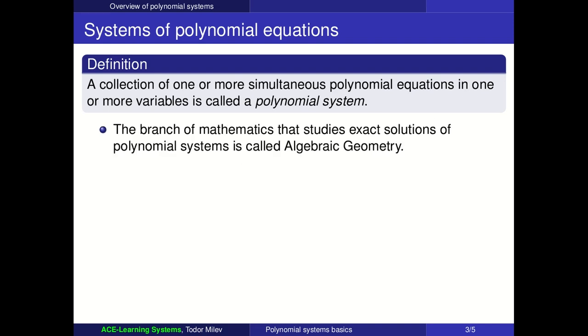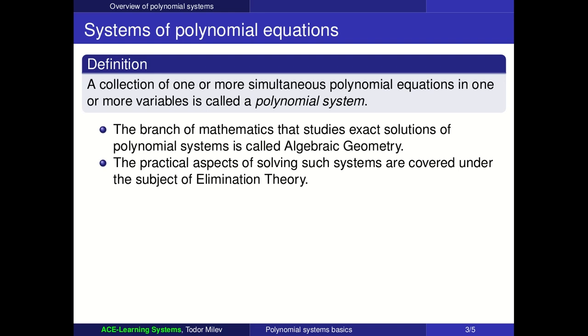The branch of mathematics that studies exact solutions of polynomial systems is called algebraic geometry. Now, algebraic geometry is a very wide branch of mathematics, and the practical aspects of solving polynomial systems are covered under a relatively small sub-branch of algebraic geometry. That is called the subject of elimination theory. So how to practically solve polynomial systems, that is the subject of elimination theory.